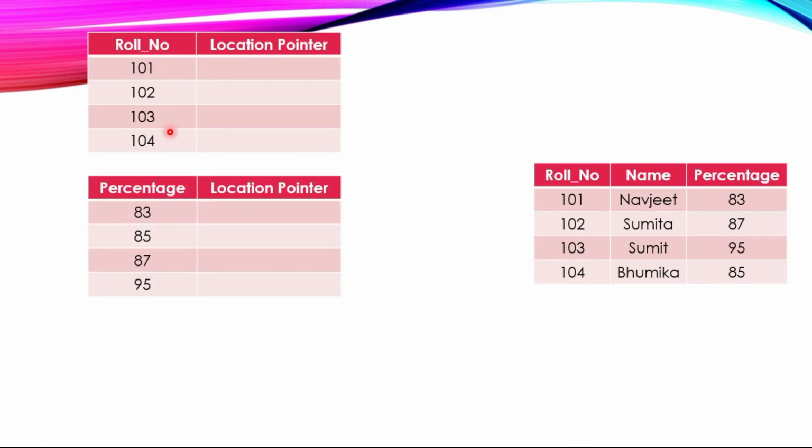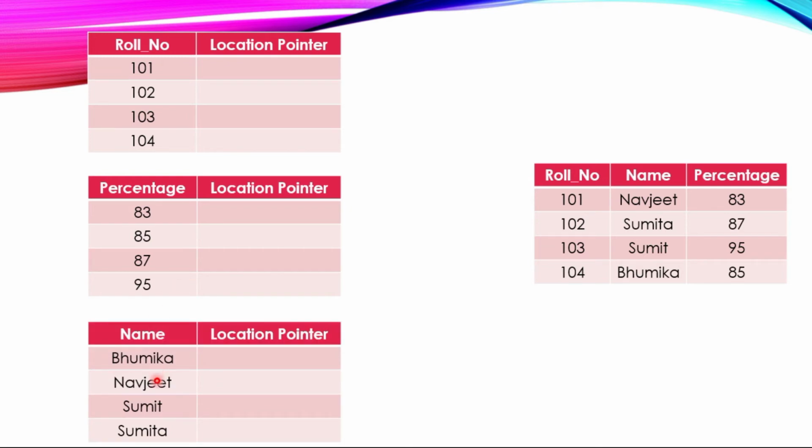Next you will see percentage. See here the percentage is 83, 87, 95, 85. So here the percentages are also sorted. 83, then 85, then 87 and 95. So as I said, whenever index is applied to a particular column, the data are sorted. Next is your name. Even in name, the data has been sorted. B, that is Bhumika, then Navjit, Sumit and Sumita.